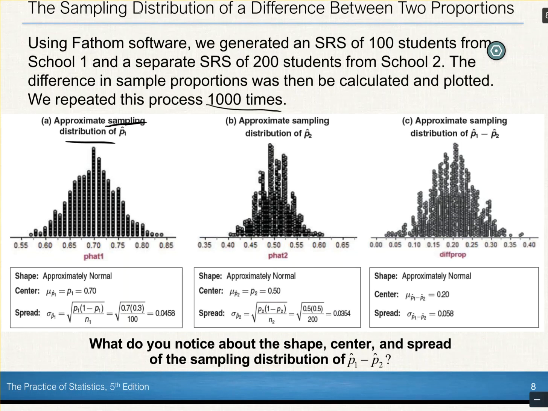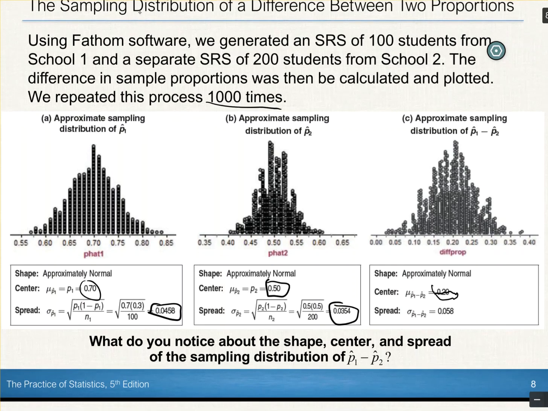They did that, and again the center is the parameter 0.7. The spread, again, recall this formula: 0.7 times 1 minus 0.7, so 0.3, over the number of students. So we got our spread. Our standard deviation was 0.0458. Same thing here, this is going to match the parameter, and we calculate that. We get 0.0354. And the center is just going to be, if I take 0.7 minus 0.5, I get my 0.2. But I have a question. How did they get that 0.058?